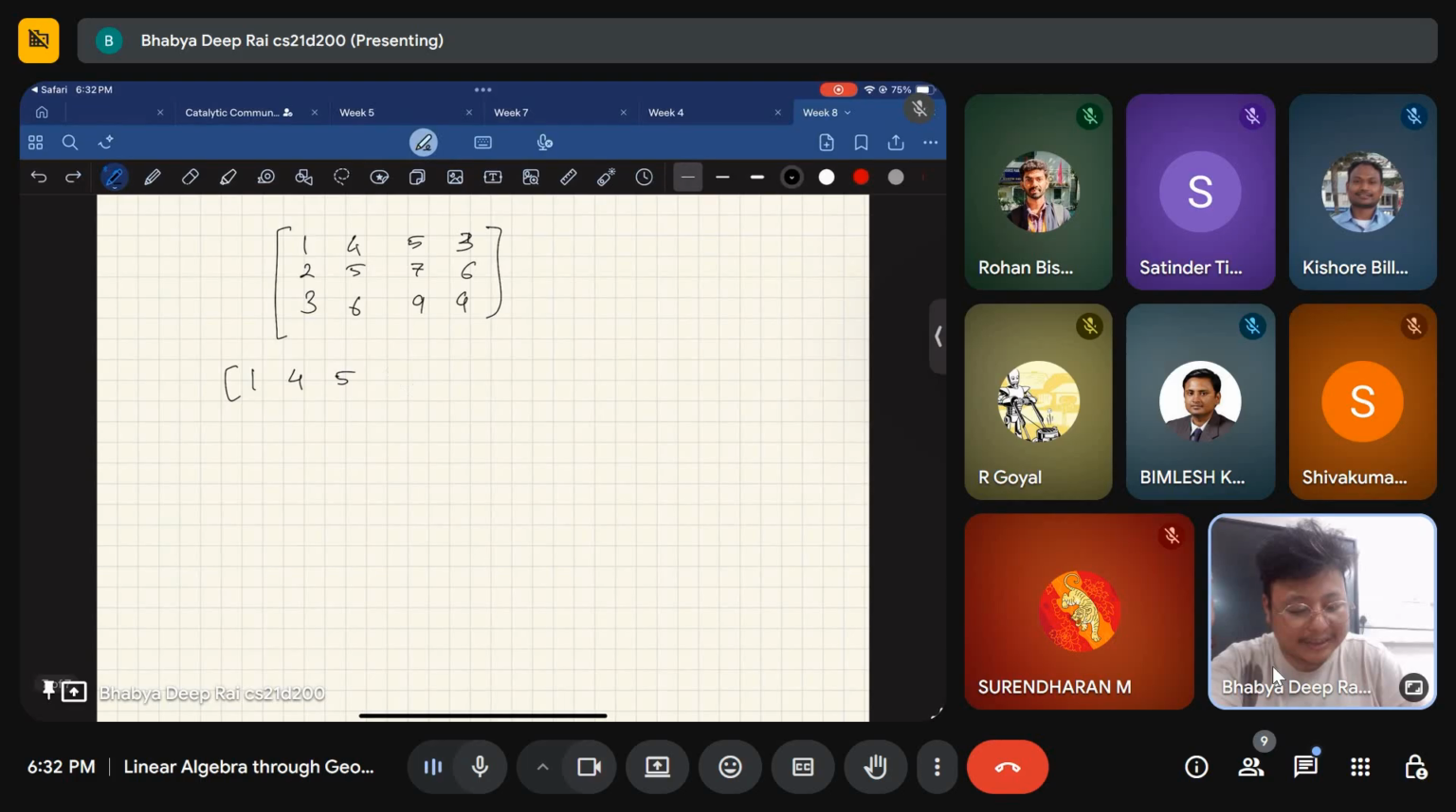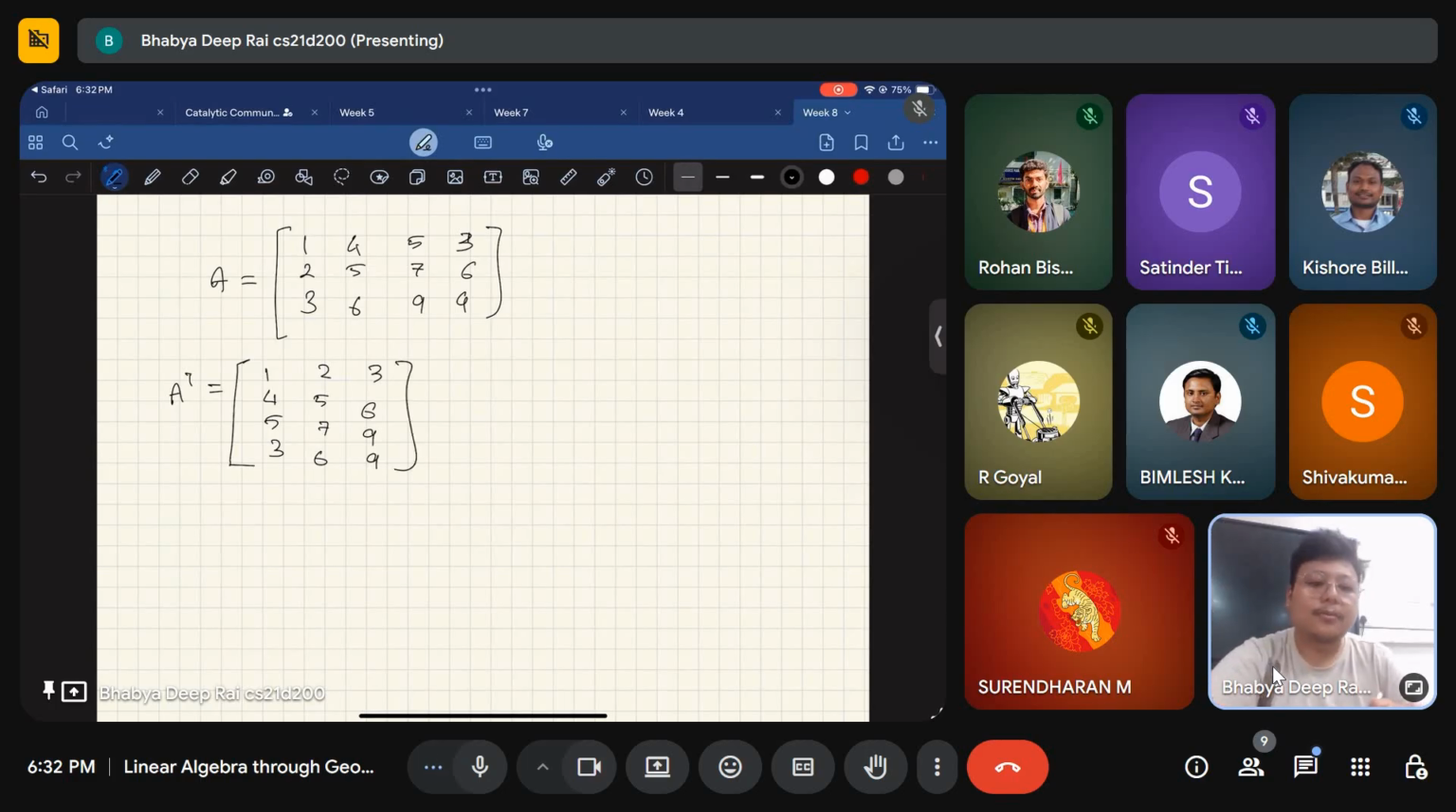But rather I'm going to transpose them. If this is A, I'm going to find the transpose of the matrix. Then I'm going to write 1, 4, 5, 3 and 2, 5, 7, 6, 3, 6, 9, 9.